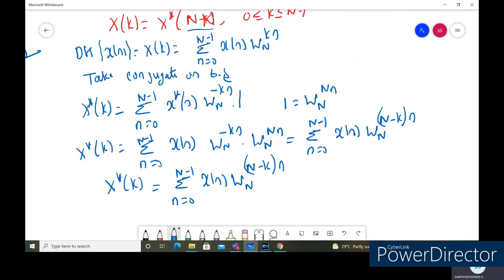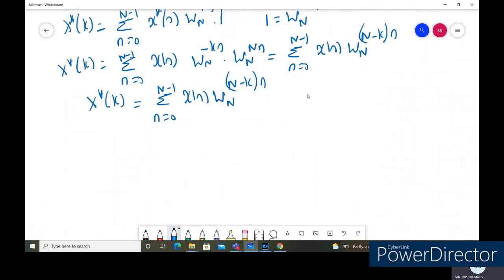The summation n is going to vary from 0 to N minus 1, and whatever the k is, that k is going to be reflected in the sequence X of k here. And this n is a time domain content and k is a frequency domain content. So we can write the DFT of x of n as X of k, where k is the frequency domain quantity.